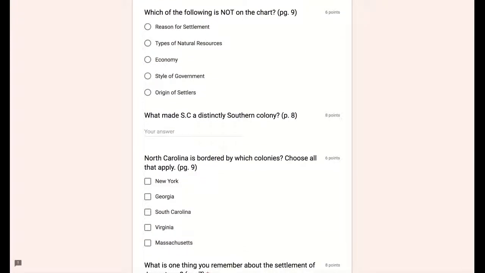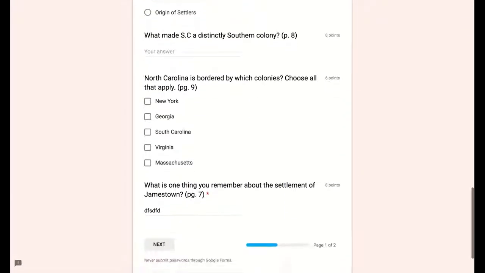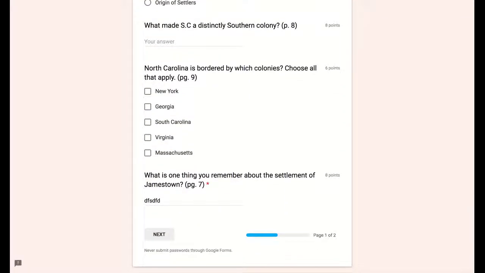Which of the following is not on the chart on page 9? Reason for settlement, types of natural resources, economy, style of government, or origin of settlers? What made South Carolina a distinctly Southern colony? You can find this answer on page 8.